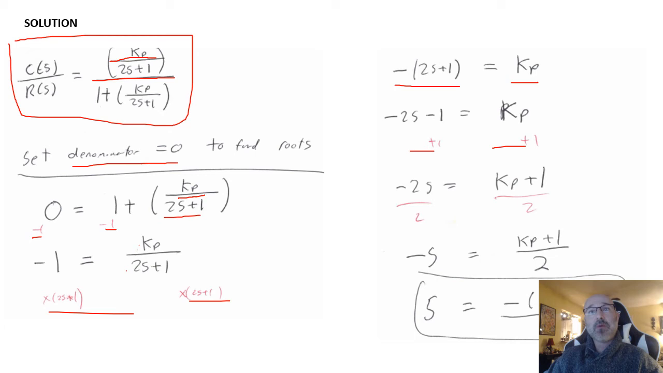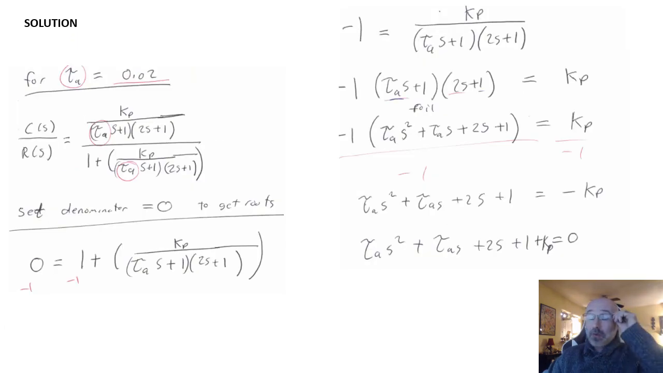Can add a 1 to both sides of this here. So 2S is equal to KP plus 1. Let's divide through by 2 on each side here. So I have that negative S is equal to (KP plus 1) all divided by 2, or I can rearrange that and get rid of the negative sign from the S and end up with this relationship right here for S.